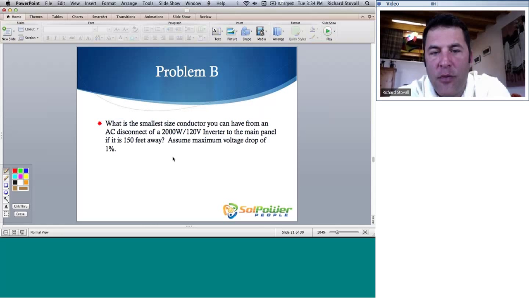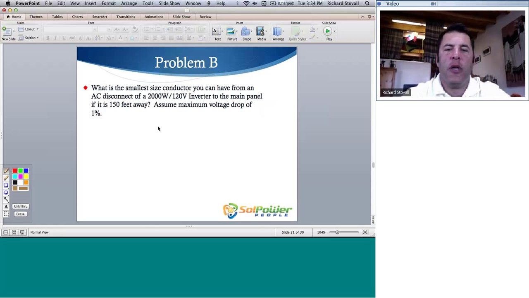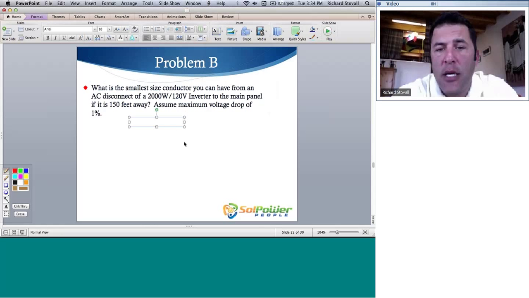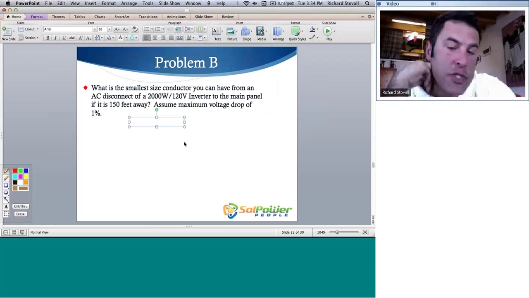Okay? So moving forward, first thing we need to do is figure out what the current is. We know what the nominal voltage is, and on the AC side we do use nominal voltage because grid voltage is variable. It's got a range. So when you're doing voltage drop on the AC side, you really do want to use the nominal voltage.